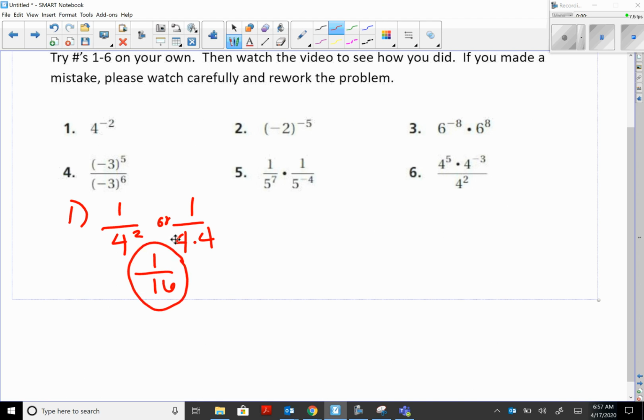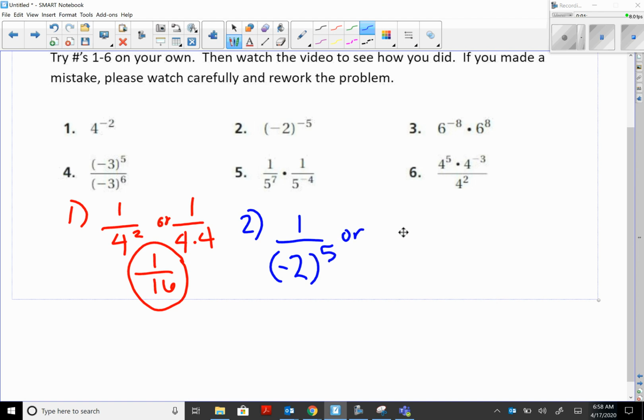Okay, on number 2, I'm going to try to use different colors since I'm writing all over the place here. Number 2, again, it has a negative exponent, so I'm going to rewrite it as a reciprocal with a positive exponent. So don't get confused about that negative that's with the 2. That stays a negative. But the exponent, when you move it to the denominator, becomes a positive 5.